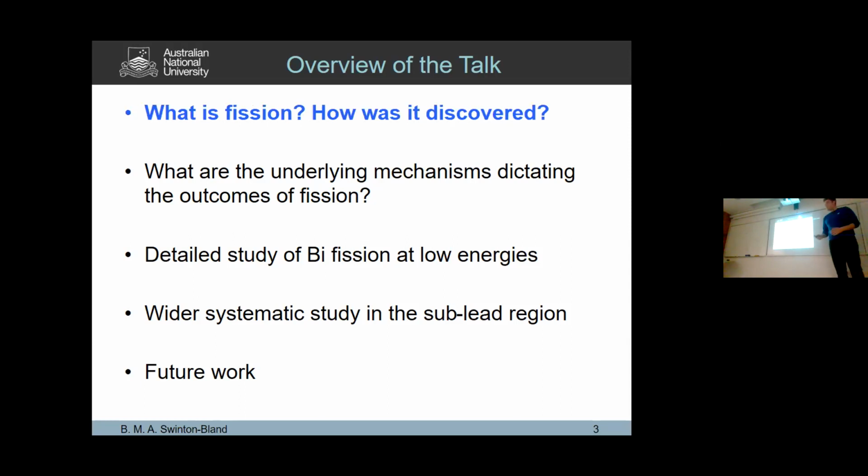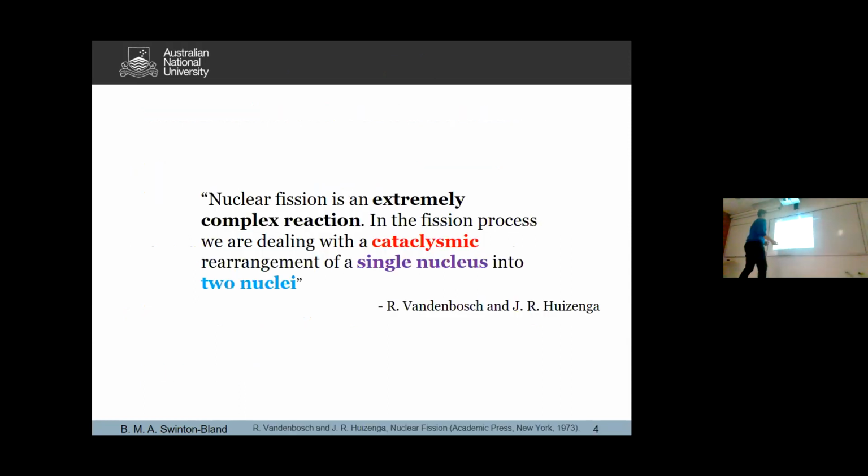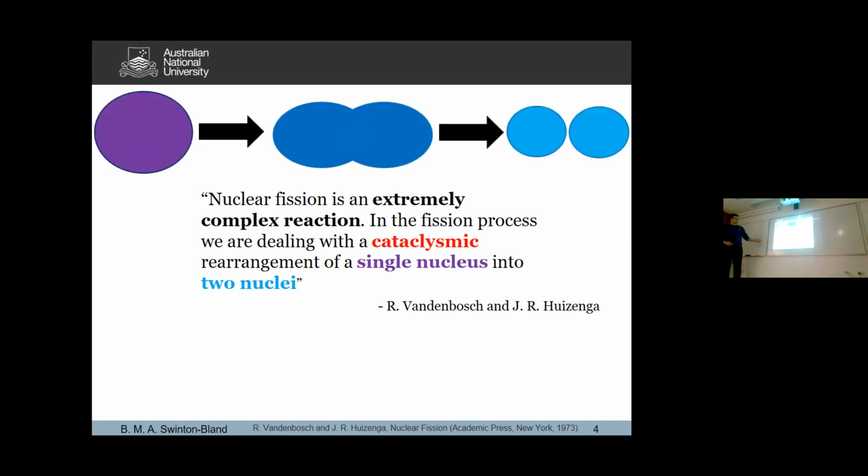So let's start off with what is fission and how was it discovered? There's one quote I think that nicely encompasses all of this at once: nuclear fission is an extremely complex reaction. In the fission process, we're dealing with a cataclysmic rearrangement of a single nucleus into two nuclei. Most of us would probably think of a simple picture of fission like this: a single system which naturally breaks apart into two similar mass fragments. Hopefully by the end of this talk, I'll prove that it's actually a much more complex reaction, as is suggested by this quote.